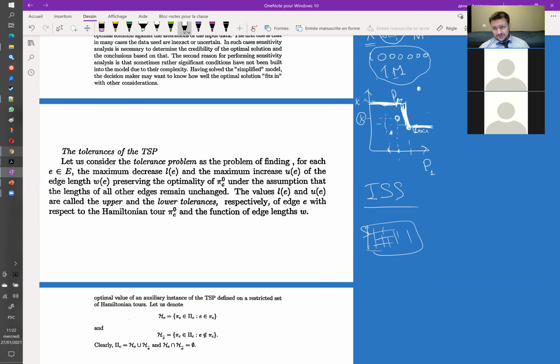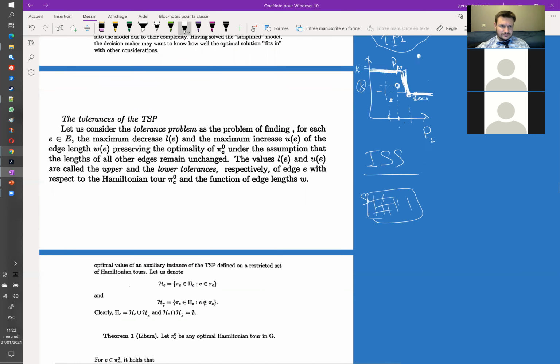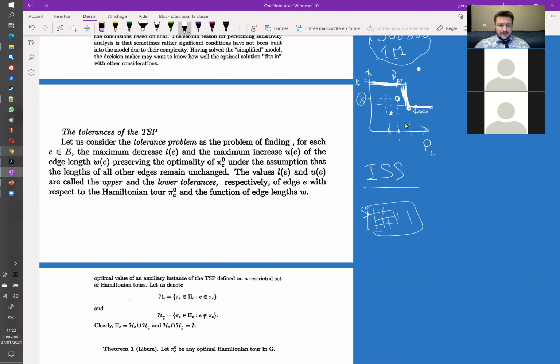There are a lot of modifications, but the main idea is some kind of tolerance, or robustness. There are different names for this. Okay, and here we have the maximum decrease and maximum increase of the length that preserve the optimality of our solution. Yeah, I think I have described it in all details.